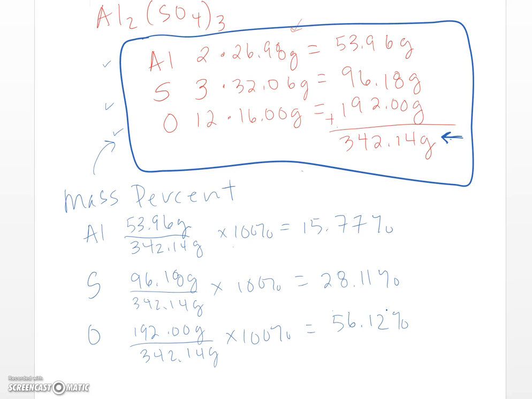Biggest mistake in this is that people use this column instead. So instead of putting the total mass of oxygen as 192, people put 16 here instead, or 32 here, or 26. But remember, we need to put the total mass.